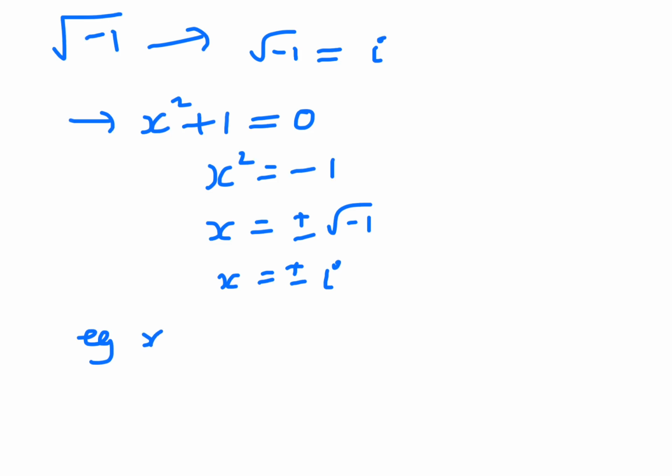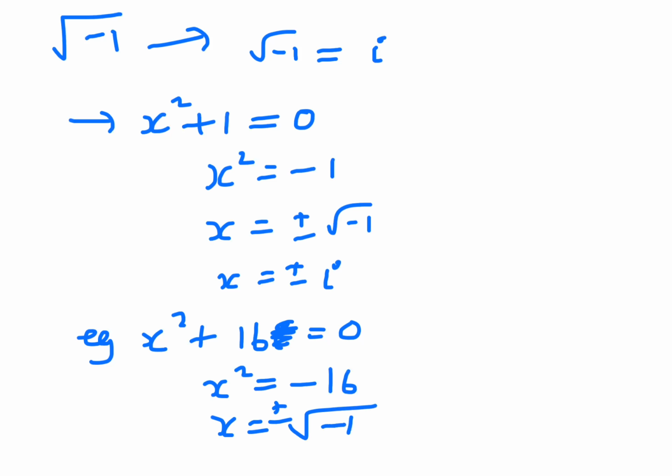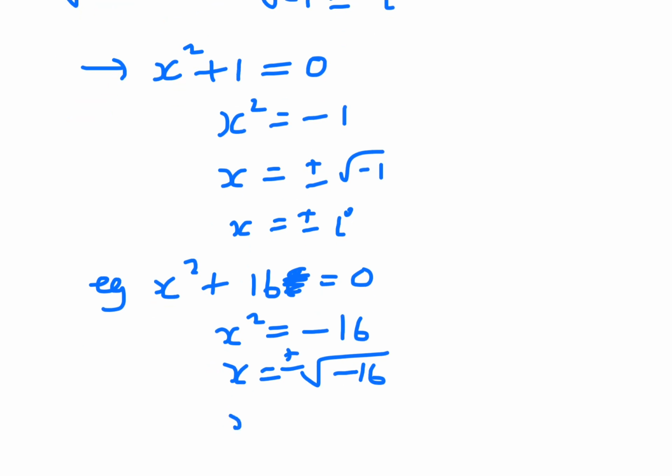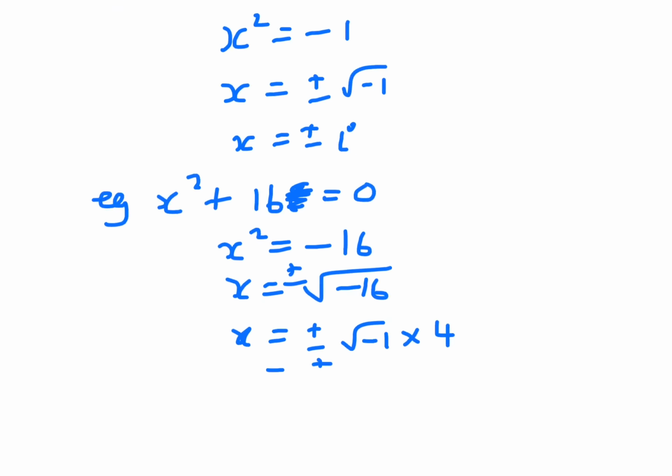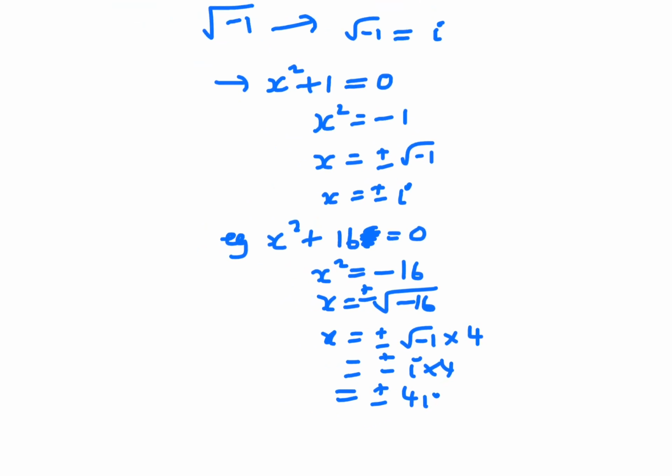So therefore, if you needed to solve x squared plus 16 equals 0, then x squared is minus 16. So it's plus or minus the square root of minus 16, which is plus or minus the square root of minus 1 times the square root of 16, which is 4. So it'll be plus or minus i times 4, or plus or minus 4i.